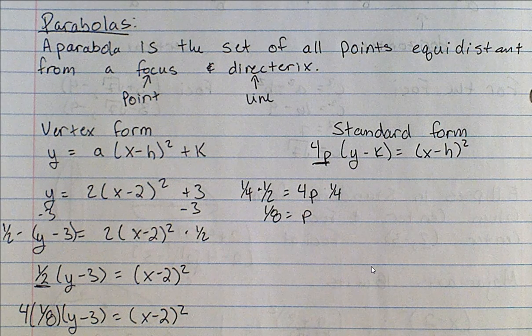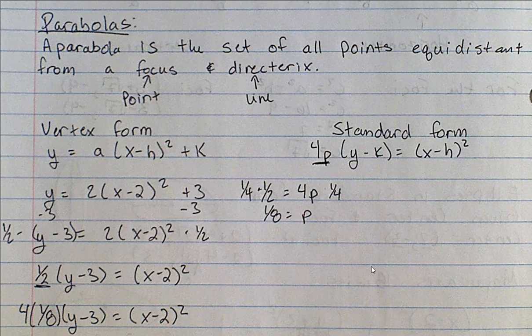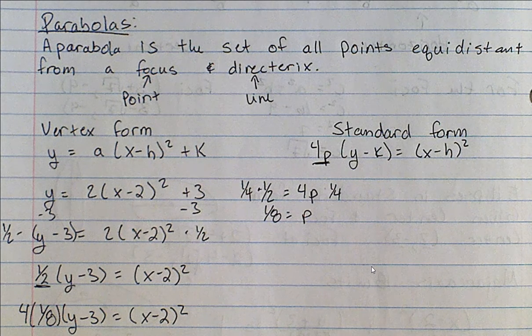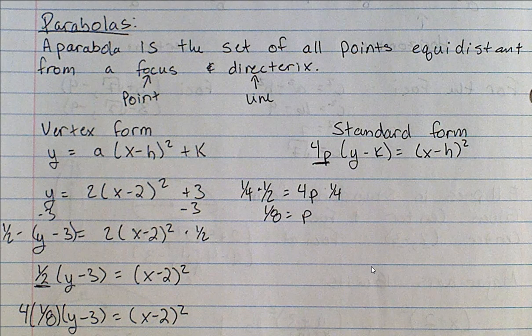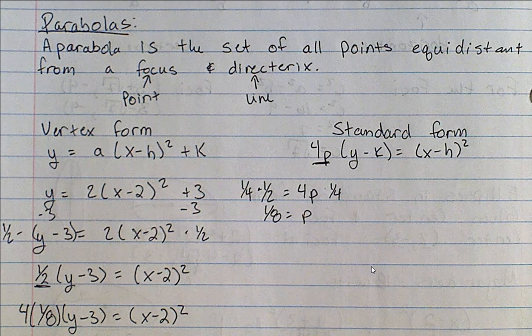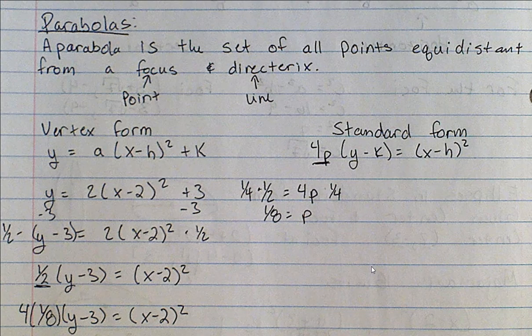So, that P that is given up there is the distance from the vertex to either the focus or the directrix. So let's imagine if I were to draw this out here. I know that the vertex of this parabola is at 2, 3. So I'm going to go over 2 and up 3, right there. Now the parabola is going to go like that.